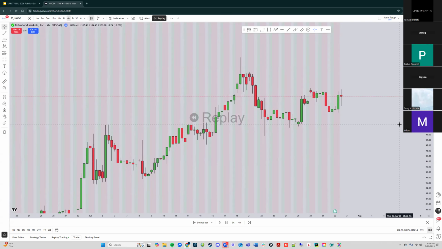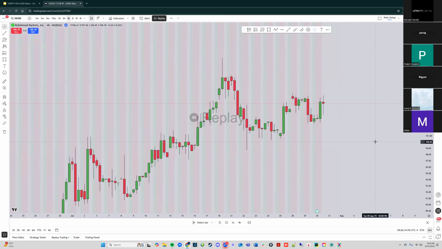What do you think the next candle is going to be? Can somebody tell me? Anybody can unmute. Once again, we're just playing a game. Green. Okay, Prague thinks it's going to be green. Prague, why? Because it's wicking from the bottom. Yep, the wick is longer on the bottom. So Prague thinks it's going to go up.